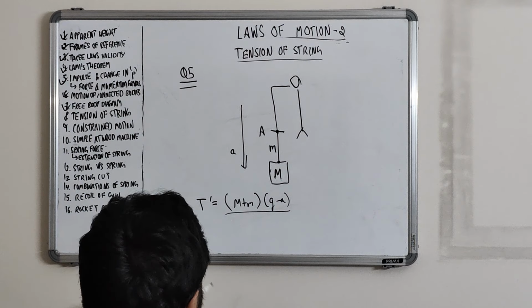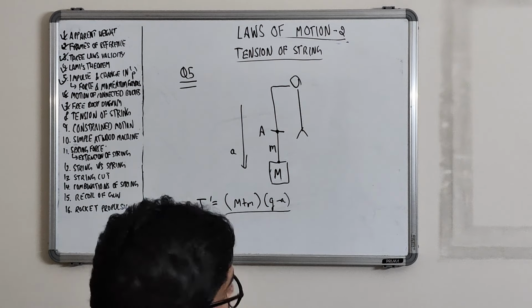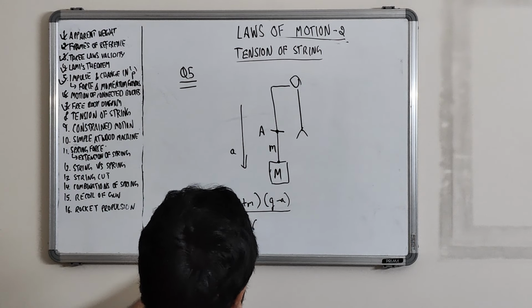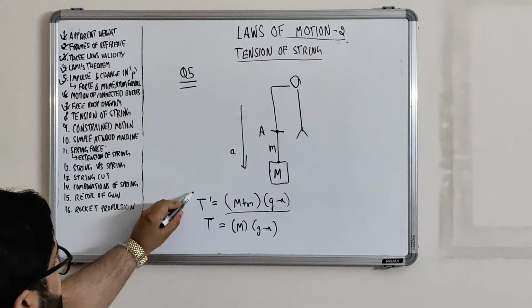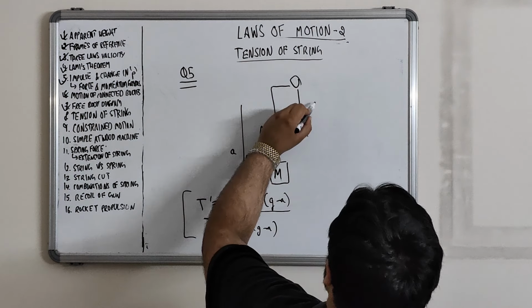We get this. And similarly, if we talk about this edge, the edge of the string at the end, the only mass we have is M, therefore we get M into (g minus a). Now this was the quicker method, if you remember it. Think about the lift, that's how you will get it.